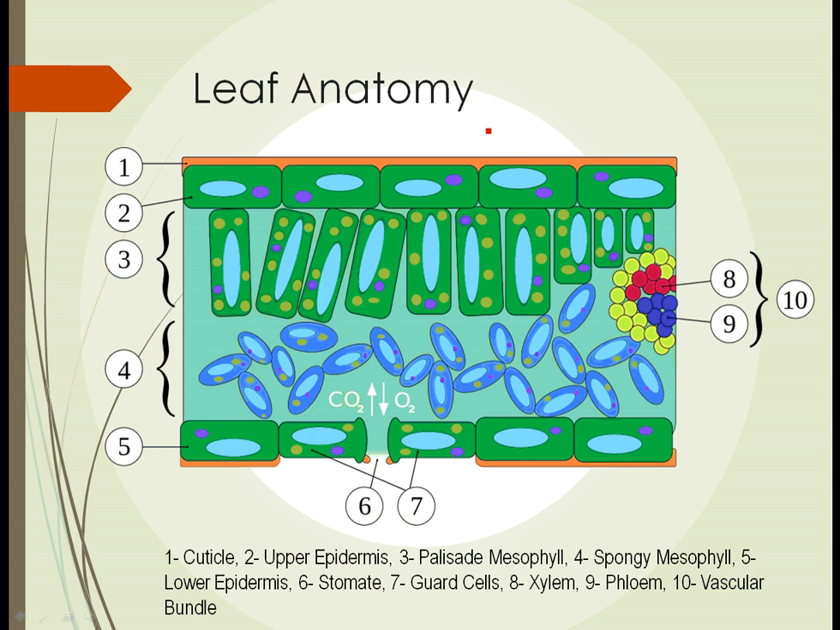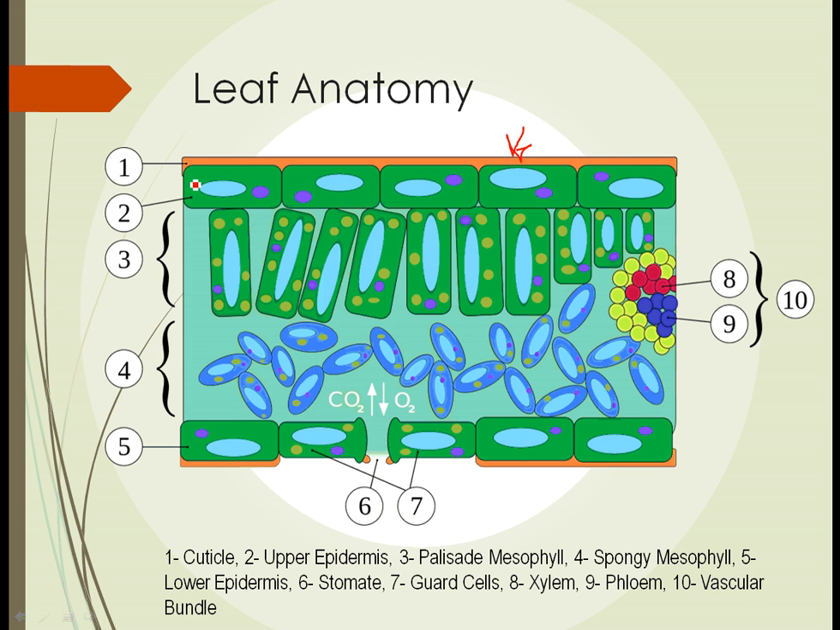As we can see, on the top, we have the cuticle. Now, the cuticle is a waxy layer, not living tissue. It's secreted by the upper epidermis and by the lower epidermis. It exists actually on both sides.